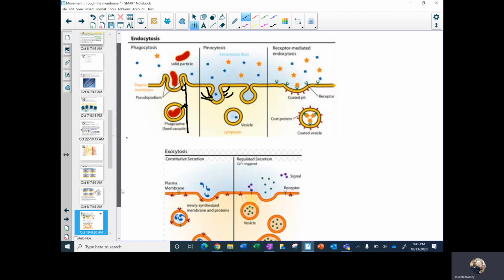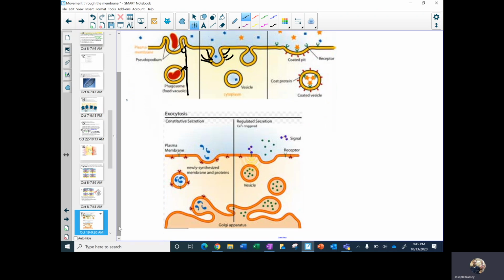Exocytosis is the reverse of that. These materials are going to be attached, and again, they're going to be pulled to the membrane by little proteins, usually, that travel along the cytoskeletal elements to allow the materials to attach and release.